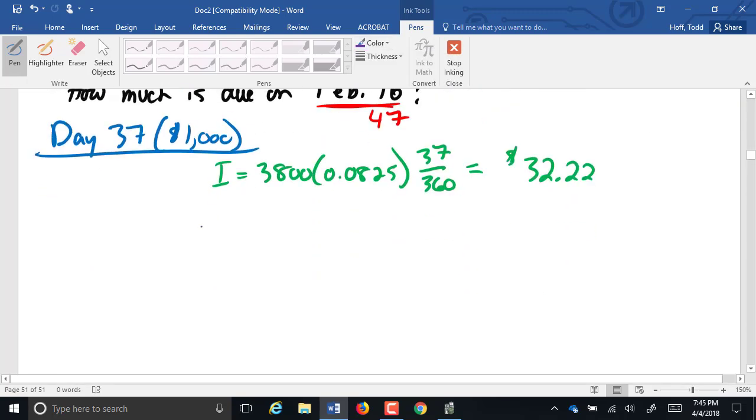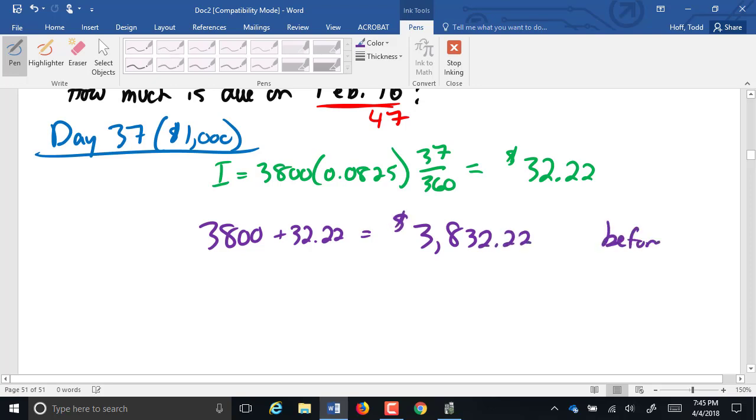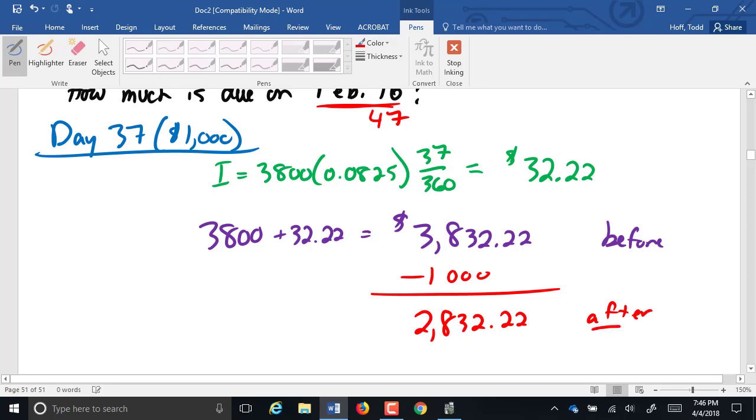Perfect. So we got 3,800 plus 32.22 gives the balance of $3,832.22. That's the balance before the payment. Minus the $1,000, $2,832.22 is the balance after. How many of you are at that point?